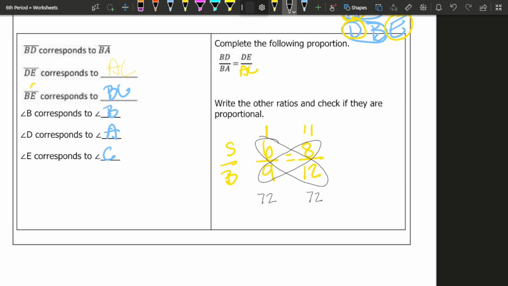Are the two bottom numbers the same? Yes. So these are proportional. If when you do the cross multiply like that and the numbers are not the same, they're not proportional, you just say not proportional and move on.